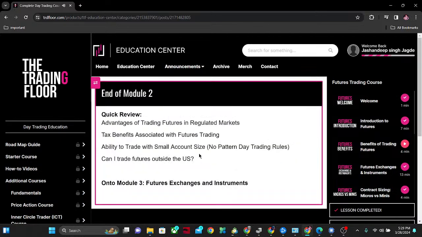Module 2 has highlighted the numerous advantages of trading futures. Regulated markets provide transparency and confidence, while tax benefits can enhance profitability for traders. The ability to trade with a smaller account size and exemption from pattern day trading rules open doors to a broader range of individual traders. As we move into Module 3, we'll explore various futures exchanges and the tradable assets or instruments they offer. From agricultural commodities to financial derivatives, you'll discover the diverse opportunities available in the world of futures trading.